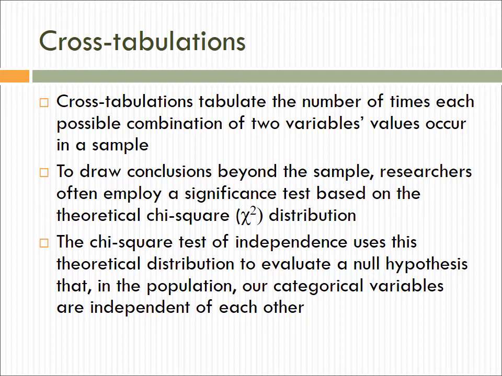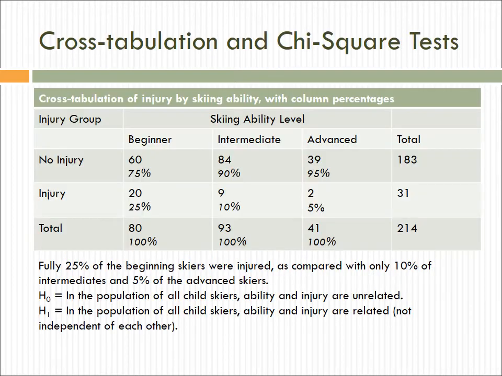The chi-square test of independence uses this theoretical distribution to evaluate a null hypothesis that in the population our categorical variables are independent of each other. A null hypothesis in this class is always going to be that there's no relationship between the independent and dependent variable. A working hypothesis is going to be that there is a relationship between the independent and dependent variable.